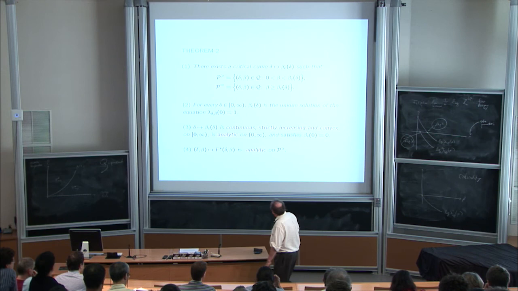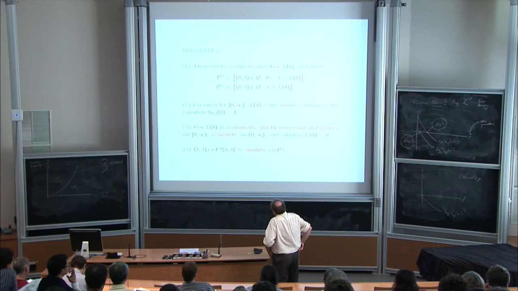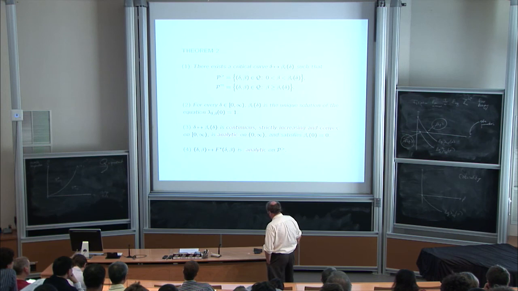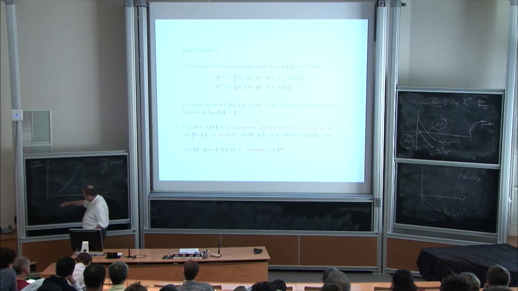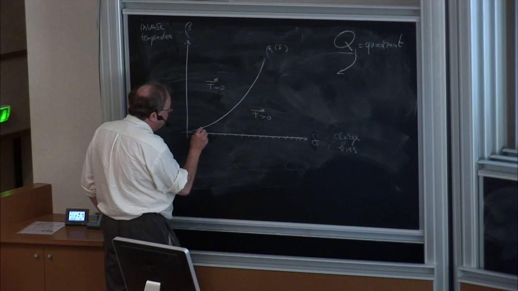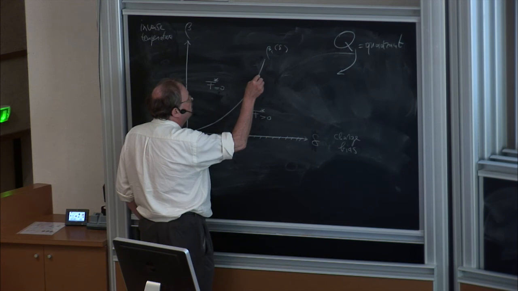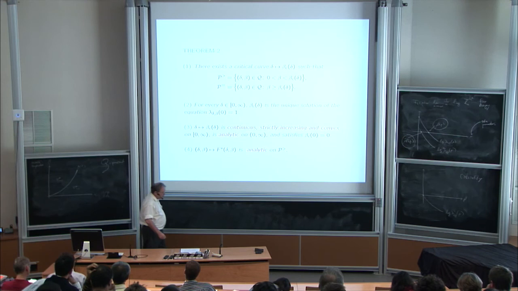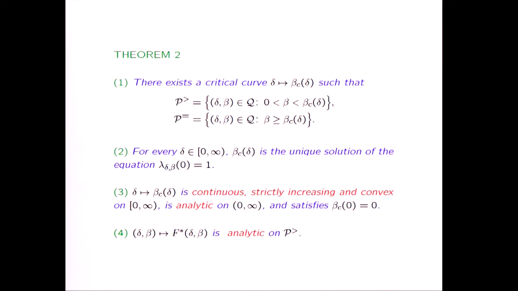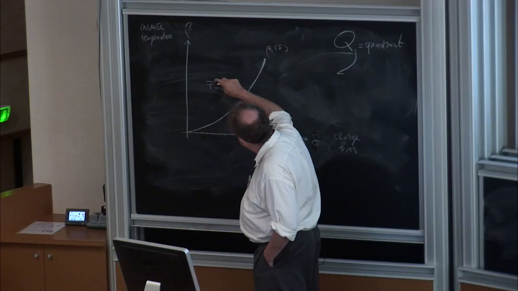And this critical curve is continuous, it's strictly increasing, it's convex, it's analytic on the open half line, and it touches zero as I go down into this corner. So indeed, this curve looks like that, qualitatively. And out of the spectral representation, we also get that the excess free energy here is not very interesting because it's identically equal to zero.